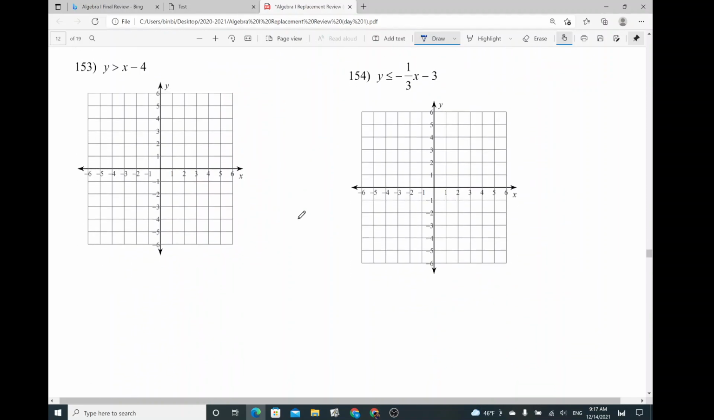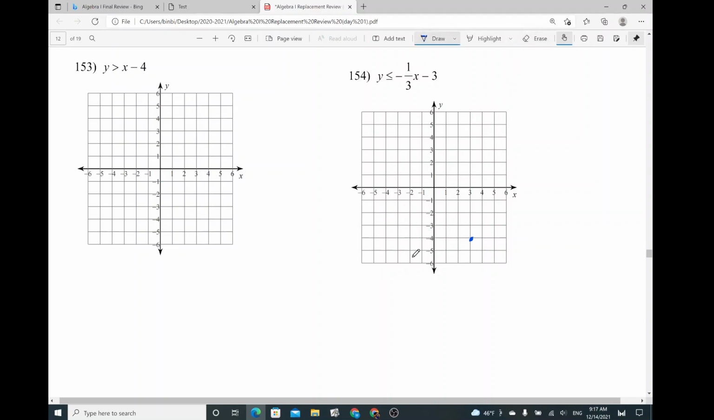Graphing inequality. Okay, so this one, you want to find out the shaded area. So 3 units down, and then negative 1/3, 1 unit down, 3 units to the right. Okay, connect those dots, because that is negative 1/3. So 1 unit down, 3 units to the right. So less than or equal to, so that means it's going to be a solid line, because there's an equal sign involved. So it's going to be a solid straight line.